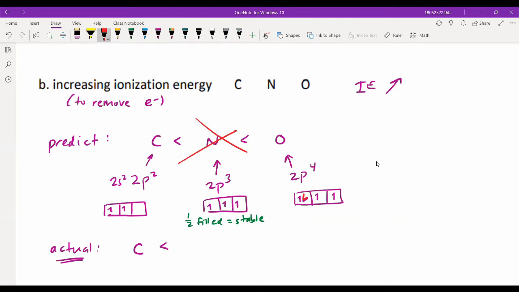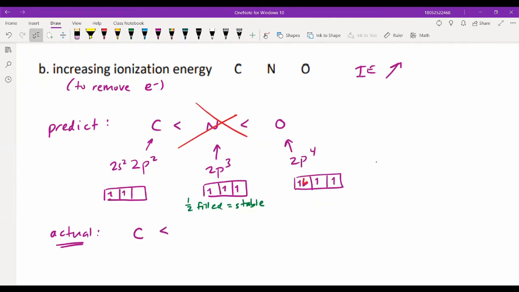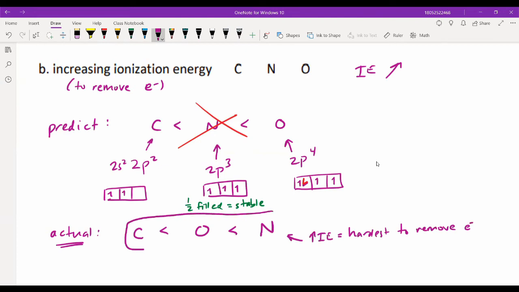Again, kind of rationalizing this with electrons, but in that analogy, oxygen having a paired orbital, it would be easier to kick that one off, and that's what we find if we actually measure the energy to ionize them, that this nitrogen has the highest IE because it's the hardest to remove that electron from that half-filled subshell.